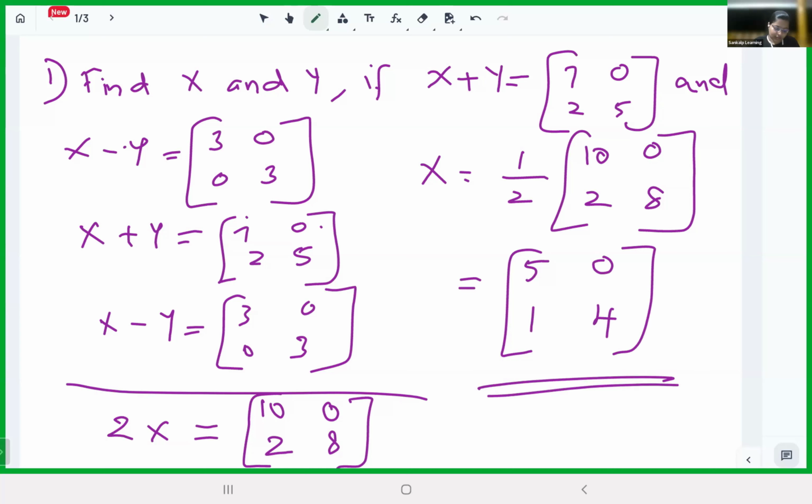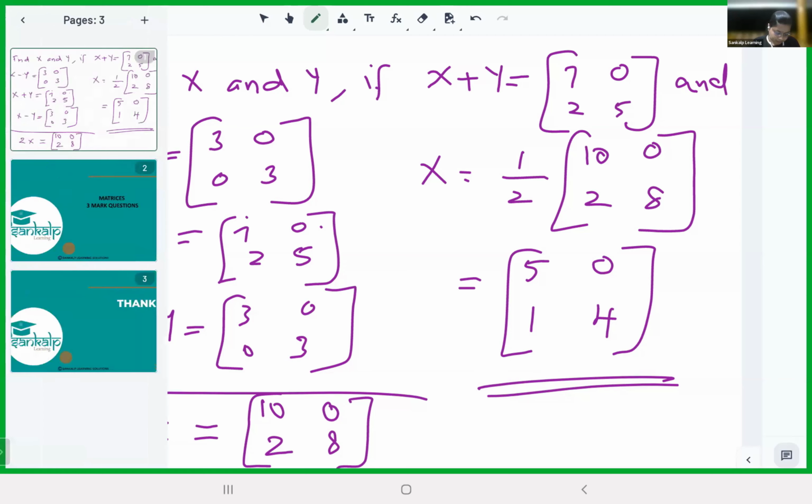All right, now we have to find out the value of y. So how will you find out the value of y? You have already got the matrix x and there is an equation connecting x and y. So take any of those equations. Either you can take x plus y or you can take x minus y. Substitute the value of x in that equation, then you will get the value of matrix y, right? So here I'm going to take the equation x minus y. Okay, x minus y equal to matrix 3003. All right.